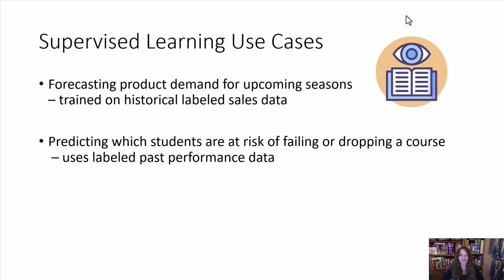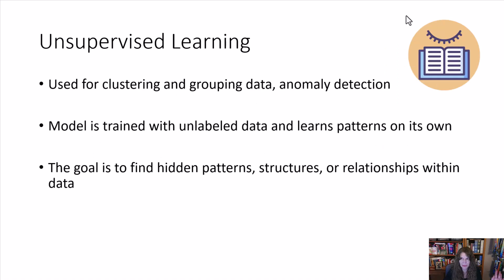Some use cases for supervised learning: forecasting product demand for an upcoming season, say in the sales industry. By training the model on historical sales data, labeled sales data, it can make predictions for the future. Another area, predicting where students are at risk of failing or dropping a course. Again, using labeled past performance data. So supervised learning is used commonly in making predictions, among many other things.